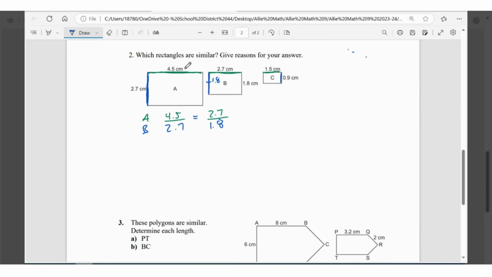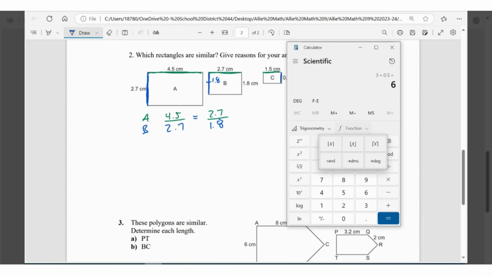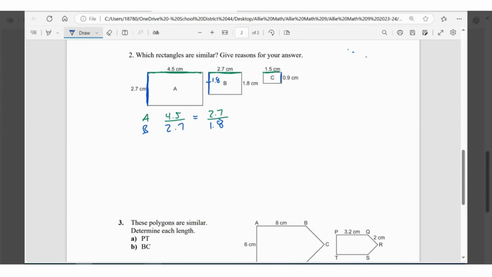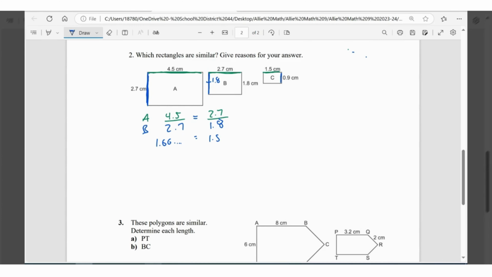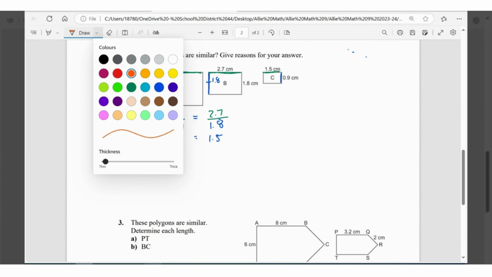I'm comparing this top side of A to this top side of B, and this side of A to this side of B. They should be proportionate. Let's see if the decimal is the same. So it should be that 4.5 divided by 2.7 equals 1.6 repeating equals 2.7 divided by 1.8, 1.5. So these are not equal. They are not similar.